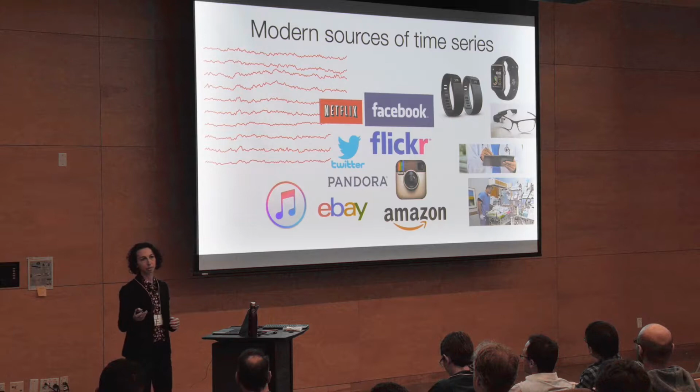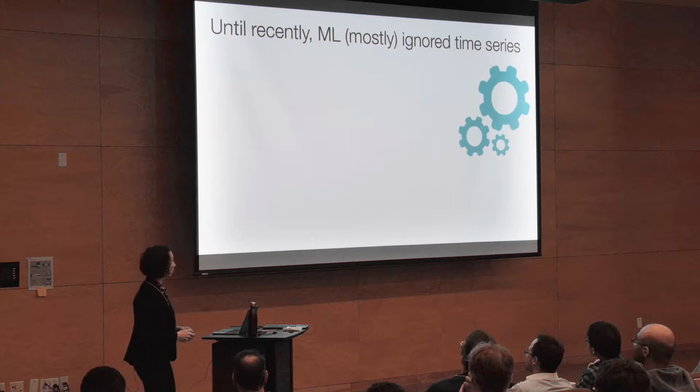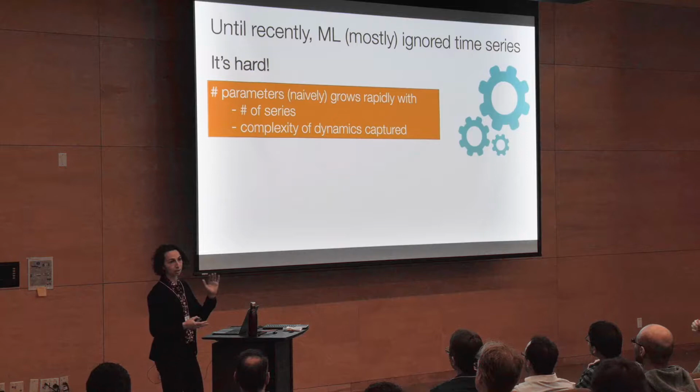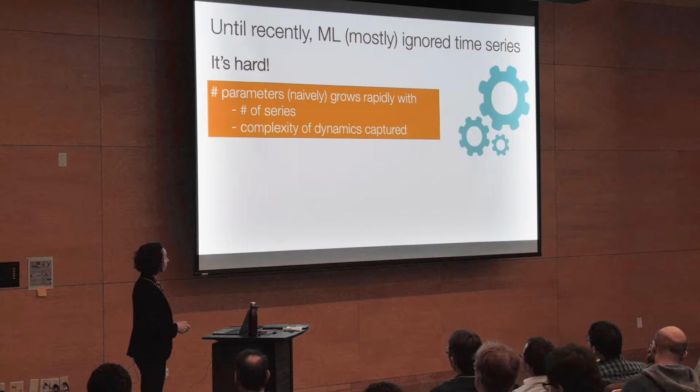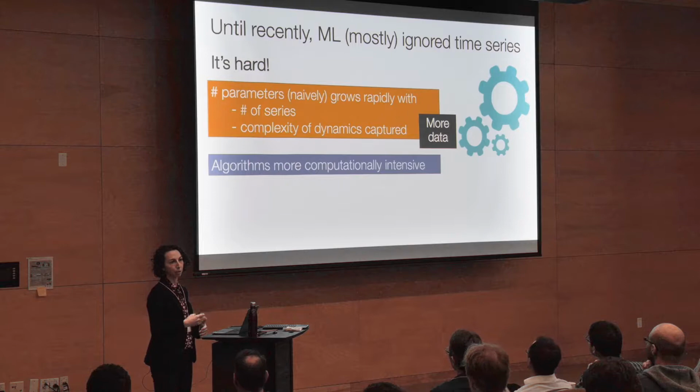But for the most part, until recently, machine learning has largely ignored time series. And the question is why? Well, it's hard. Typically, the number of parameters associated with the dynamical models we use for these data sets tend to grow really rapidly with the number of time series that we're modeling, as well as the complexity of the dynamics that we wish to capture. So that means that we need that much more data to start learning effectively. Likewise, the algorithms associated with these models tend to be more computationally intensive per data point. So it means that we need that much more compute power.